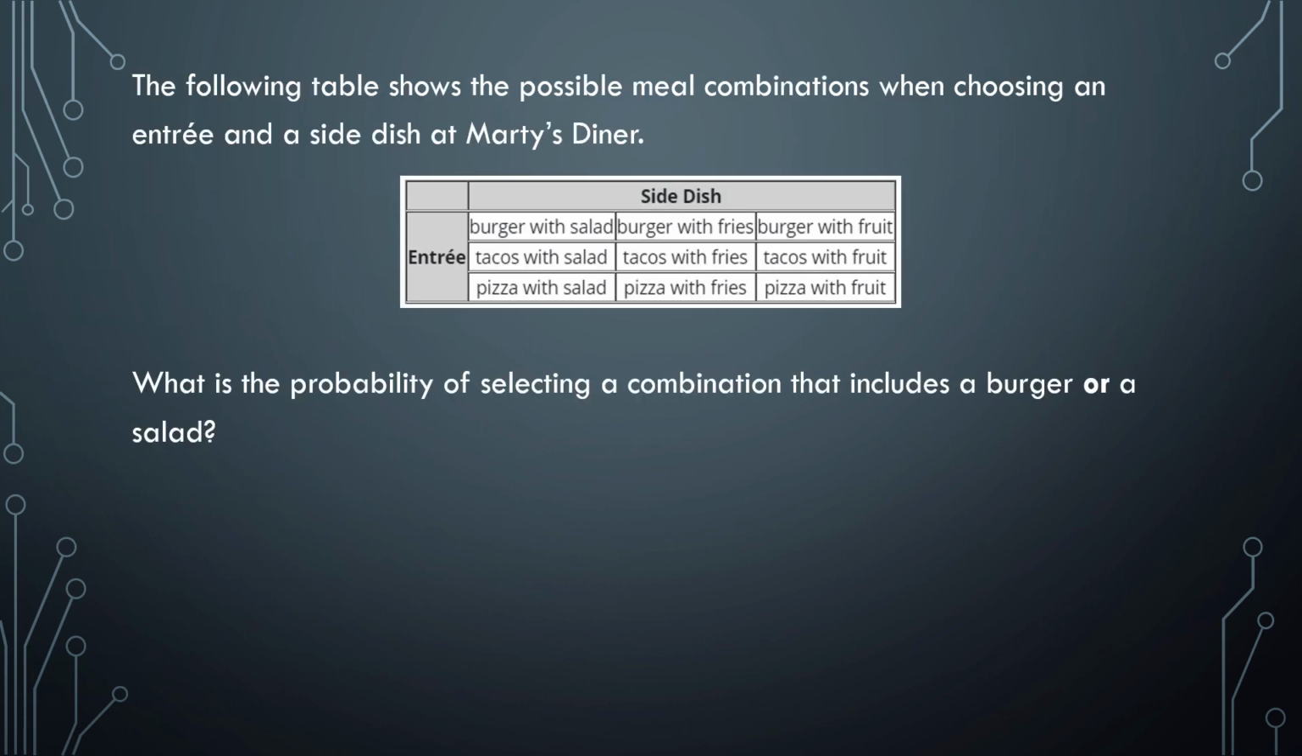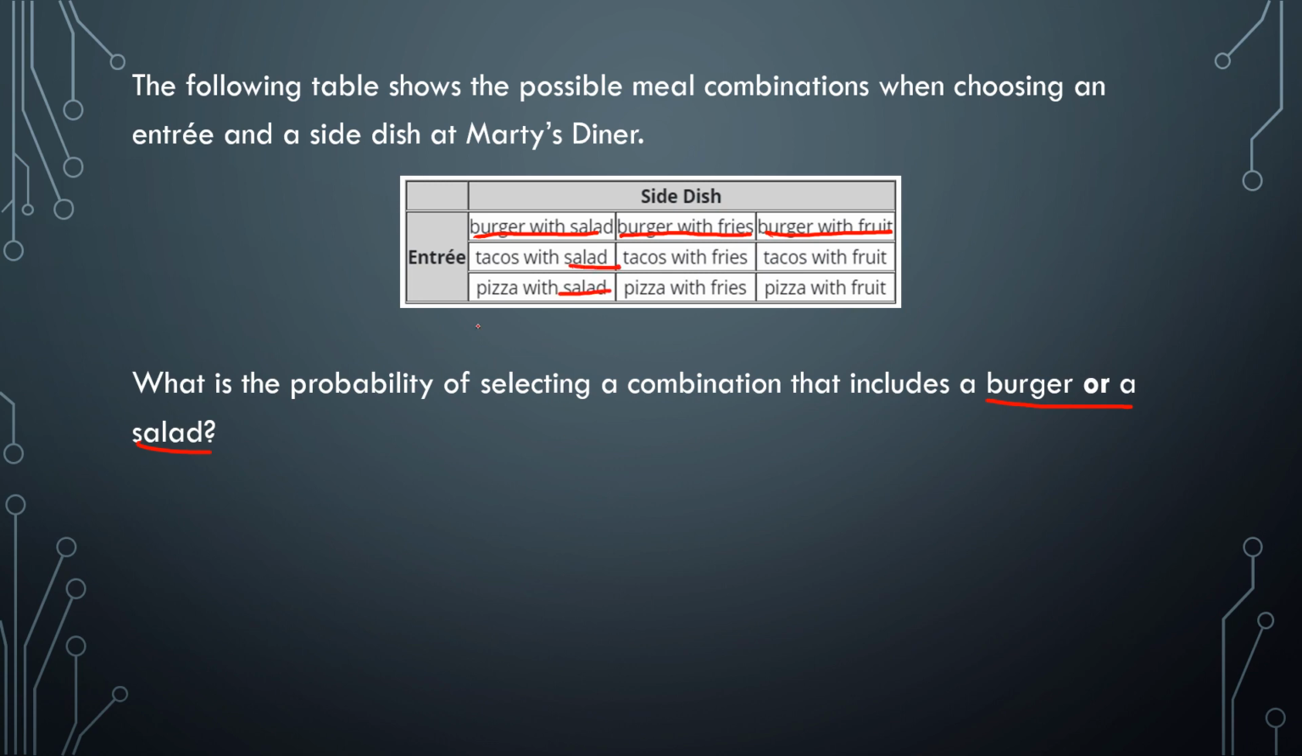And here we have another one talking about those burgers with the different side dishes. We want to know what's the probability of selecting a combination that includes a burger or a salad. So I'm looking for any options that have a burger. Right, so that's these 3, all 3 of these have burgers, and these 2 down here also say salads.